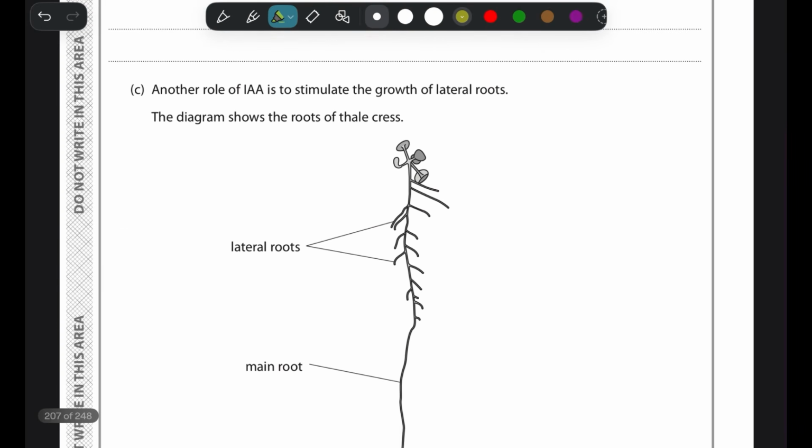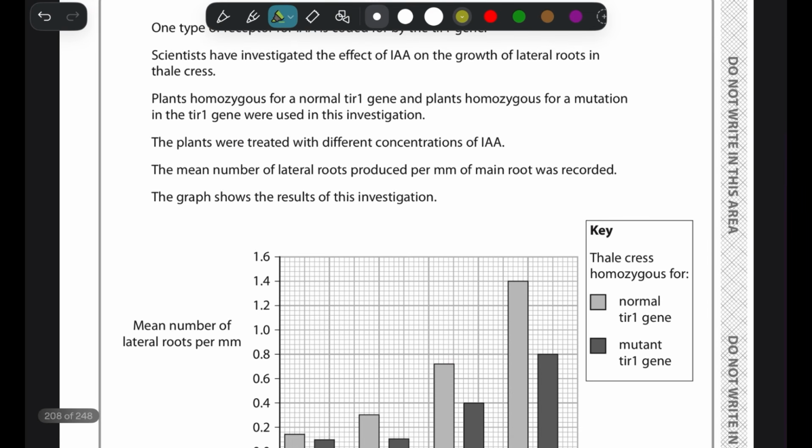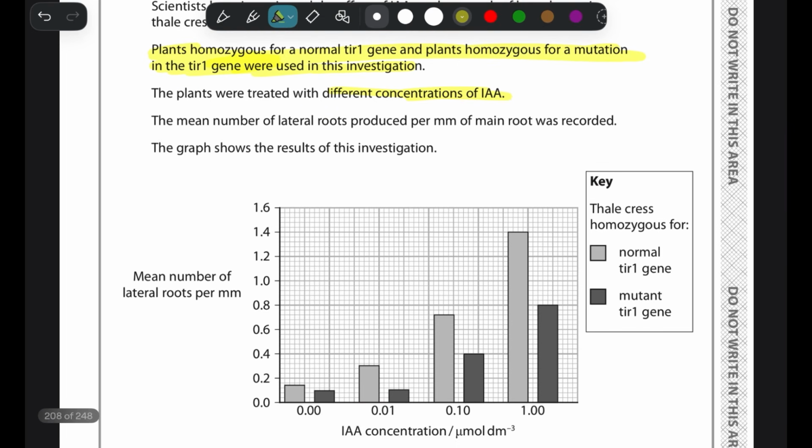Then we've got here, so we said auxins stimulate the growth of lateral roots, which you can see on the diagram here. And then we're saying one receptor for IAA is coded by the TIR1 gene. So scientists investigated the effects of auxin on plants homozygous for the genes, and heterozygous. So this is important, we're thinking about study design. We've got homozygous for both, and different concentrations of auxin are used. And then they've measured the mean number of lateral roots produced as a sign of growth.